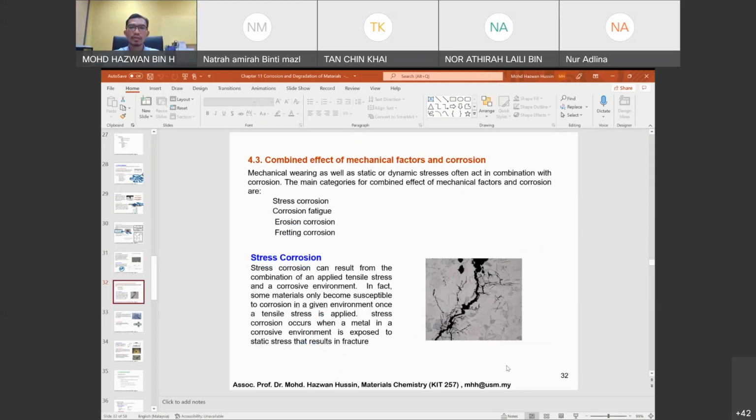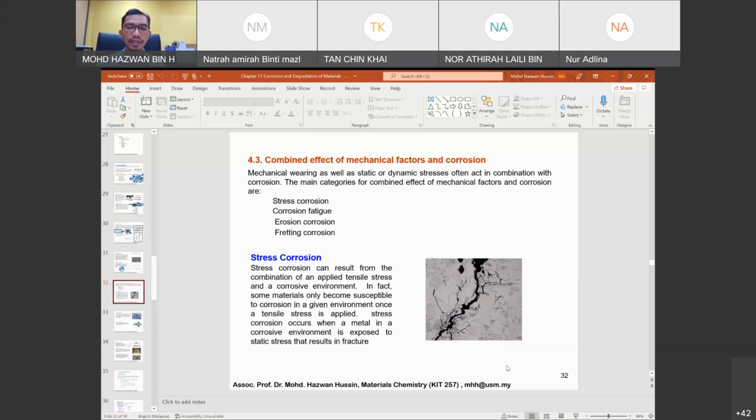Today we are going to continue with the combined effect of mechanical factors and corrosion. In this case, we have two factors. The first one is corrosion, a naturally occurring process. And the second one is mechanical factors. For the combined effect of mechanical factors and corrosion, we can categorize it into different parts: stress corrosion, corrosion fatigue, erosion corrosion, and fretting corrosion.